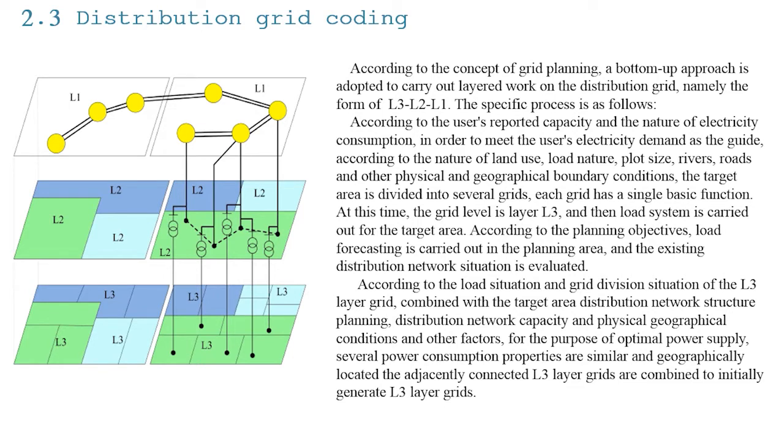The specific process is as follows. According to the planning objectives, load forecasting is carried out in the planning area, and the existing distribution network saturation is evaluated. For the purpose of optimal power supply, several power consumption properties are similar and geographically adjacently connected L3 layer grades are combined to initially generate L3 layer grades.